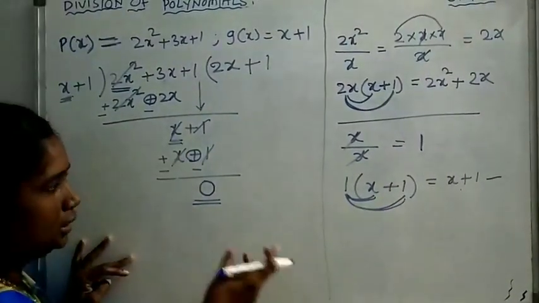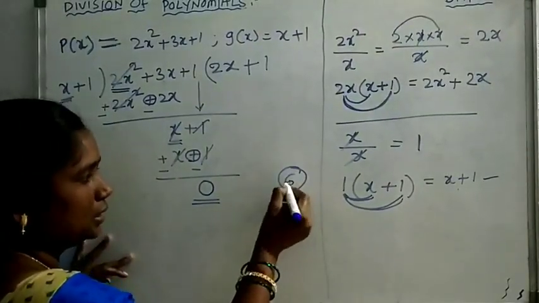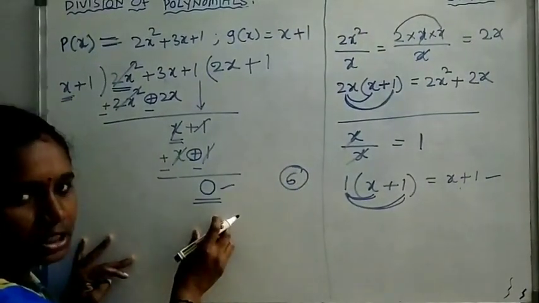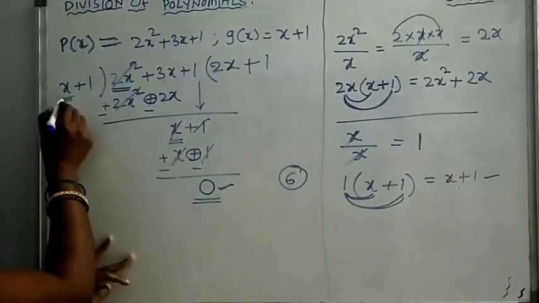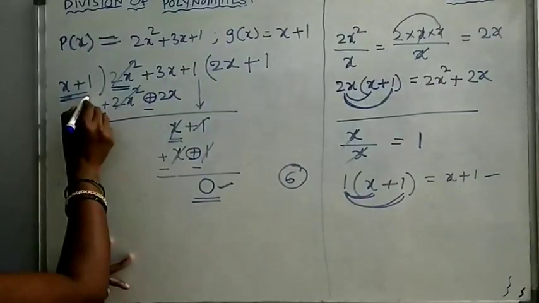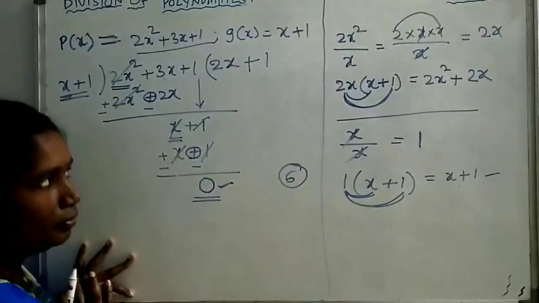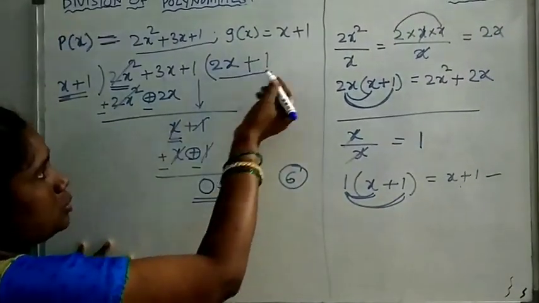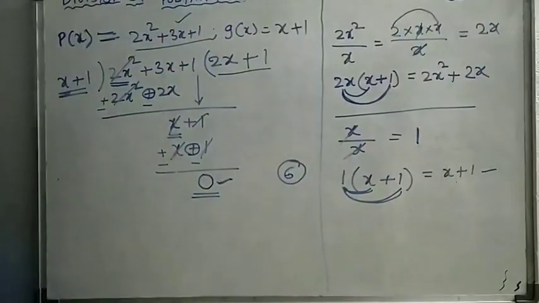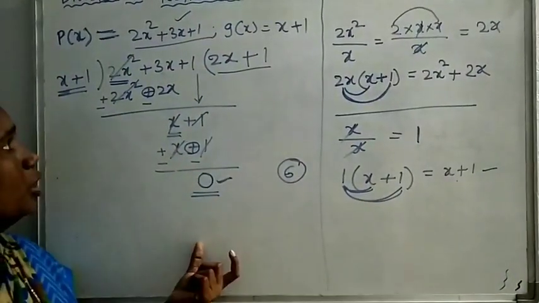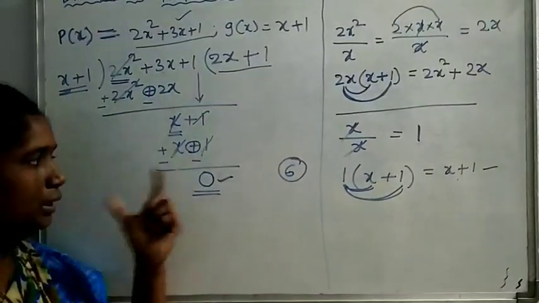You observe, children, in previous problem we got the remainder as 6 and here we got the remainder as 0. Since remainder is 0, we can say that x plus 1 is a factor of this 2x square plus 3x plus 1. At the same time, 2x plus 1 is also a factor of the given polynomial. But for every problem, to know the remainder, we are doing division.